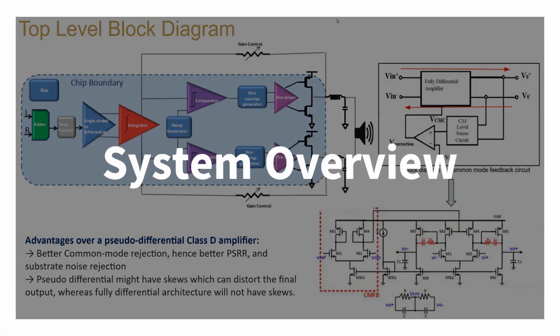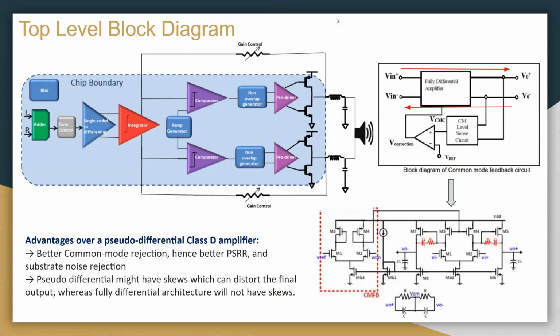In this section, we will go over the system analysis and chip overview. The reason to go for a Class D audio amplifier is the tremendous improvement in efficiency compared to a traditional Class A amplifier, where the amplifier is always in the saturation region. With this architecture, we can get efficiencies in the order of 95 to 99%.